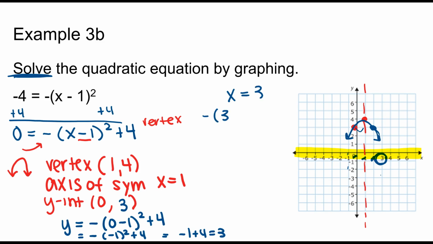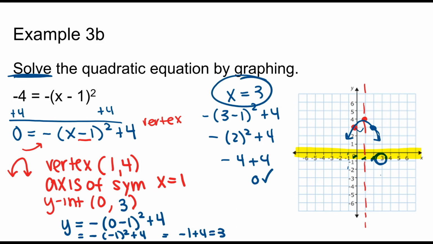So that's negative (3 minus 1) squared plus 4. Negative 2 squared plus 4. Negative 4 plus 4 is 0. That's what we're looking for. So we know that it's going to hit right there at x equals 3. Now let's use mirroring to figure out the other point. So we're 1, 2 away. So that's 1, 2 away. So the other intercept is x equals negative 1. You can always check this value, plugging it in to double check that you are correct.